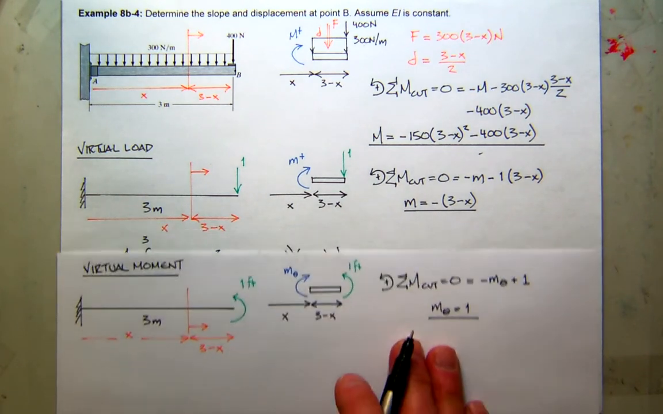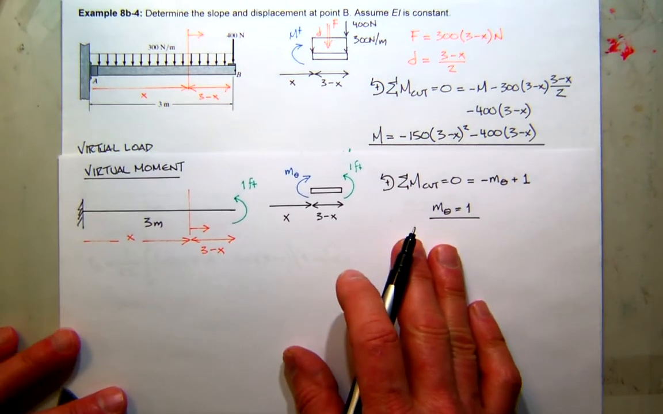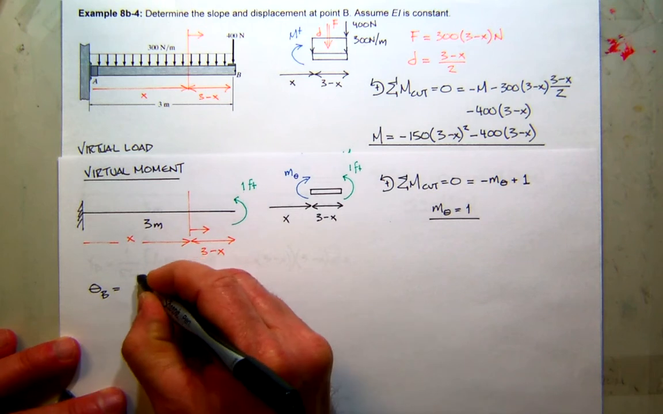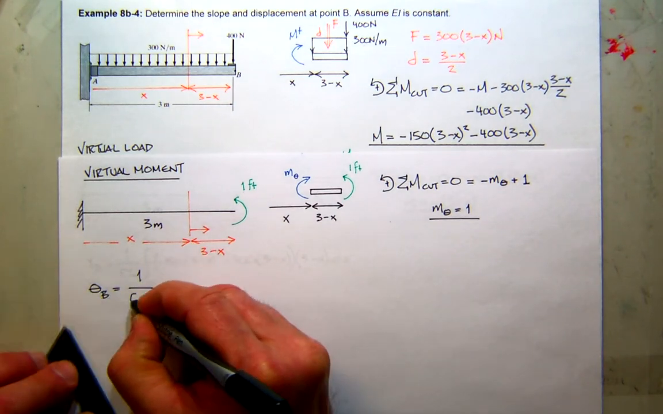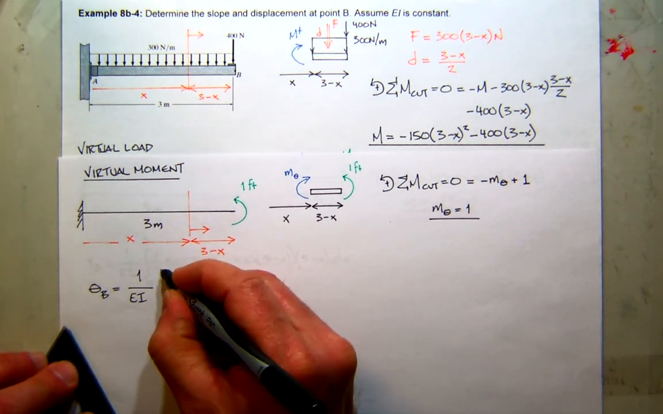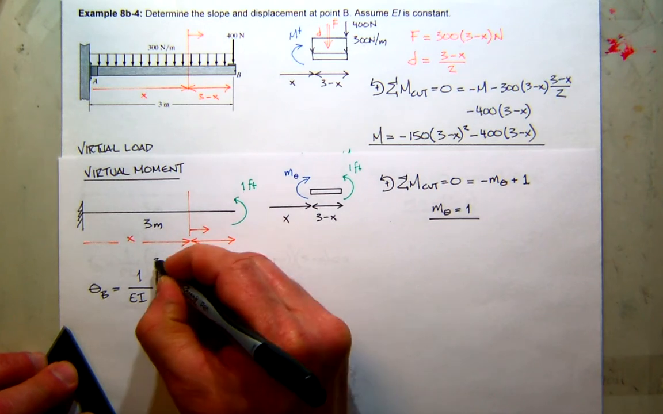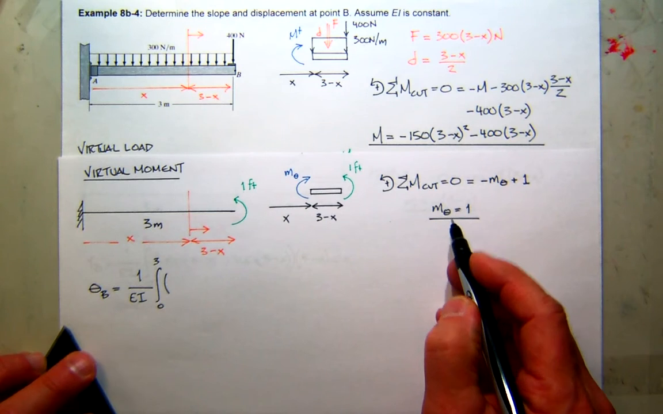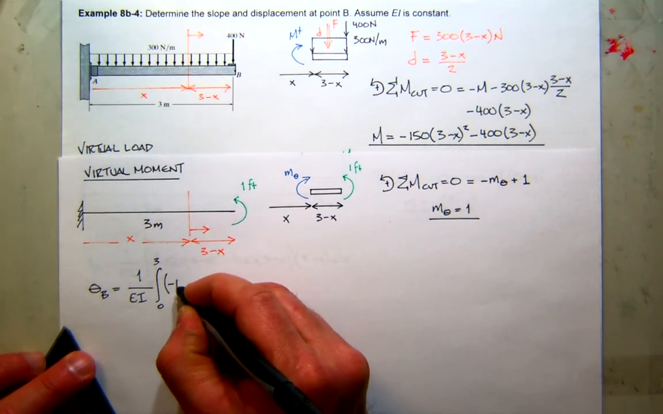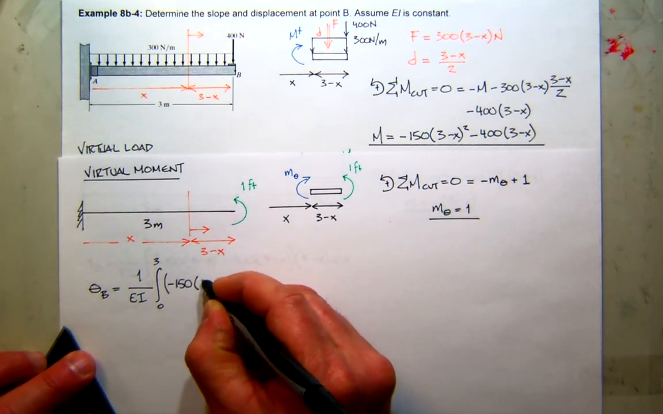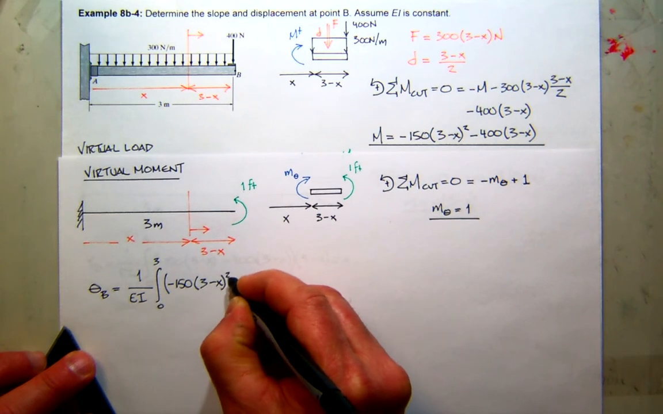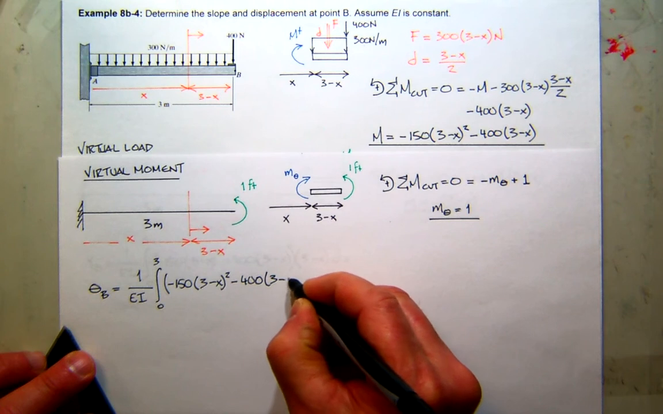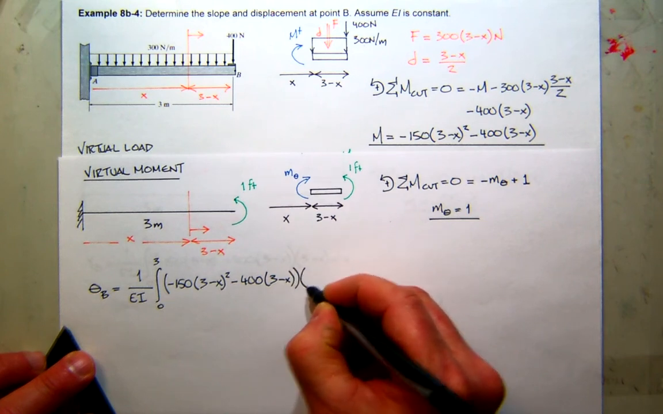So all I have to do now is just put these two things together. I now know the slope at B is equal to 1 over EI, except now we're integrating over the length, but we're integrating the real times the virtual. So I'll just write that out again: negative 150 (3 minus x) squared minus 400 (3 minus x). So that's the real. And then what's the virtual? 1.